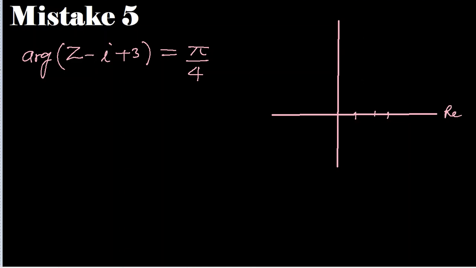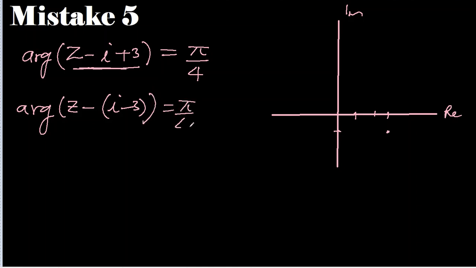And minus i is imaginary, right? So this is, according to them, minus i plus 3, which is correct. But we do not use it as it is. We always must change it to this format, z minus z1, and that means z1 will be i minus 3.